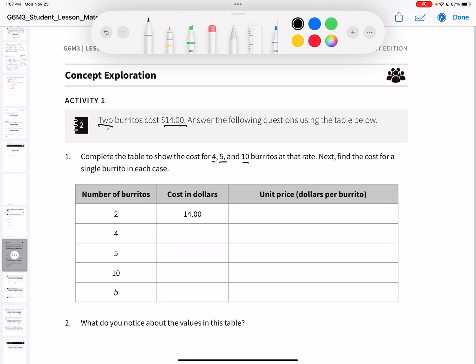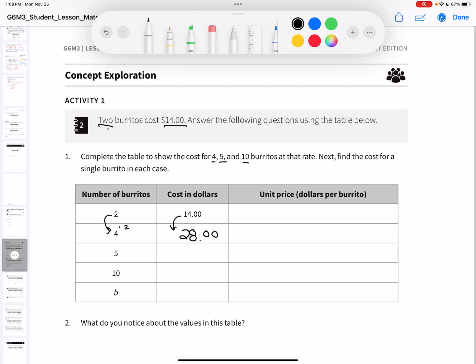So, number of burritos is 2. So how do I get from 2 to 4? Well, I multiply by 2. So what am I going to do to 14? I'm going to multiply by 2. So 14 times 2 is 28. And because it's in money, we're going to add the decimal and the 2 zeros.